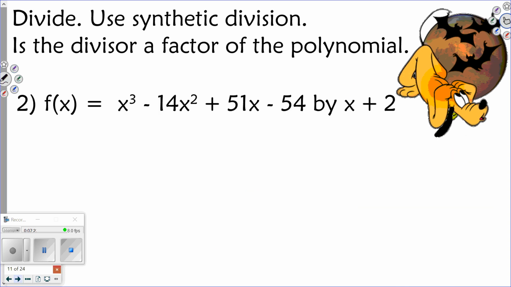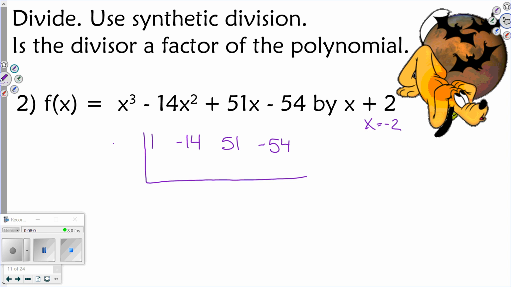All right, let's try another one. So number 2. First of all, look for anything missing. Look for those zeros. Is anything missing in this one? x cubed, x squared, x to the first number. So I have everything. I'm not missing anything when I stair step down. So let's set it up. Coefficients first. So 1, negative 14. Good. Very good. Make sure you keep all those signs in there. Set up the upside down little dividing thing. All right, if it's x plus 2, what does x equal? Negative 2. So that's what goes over here. All right, so there's my setup.